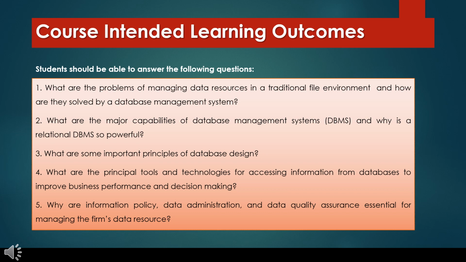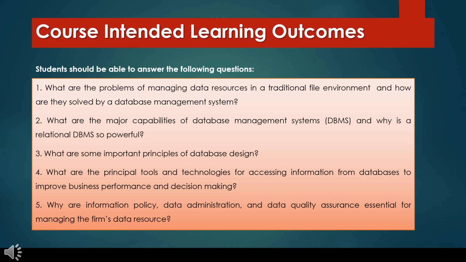After completing this chapter, here are the course intended learning outcomes. The student should be able to answer the following questions. Number one, what are the problems of managing data resources in a traditional file environment and how are they solved by a database management system? Number two, what are the major capabilities of database management systems or DBMS and why is a relational DBMS so powerful?